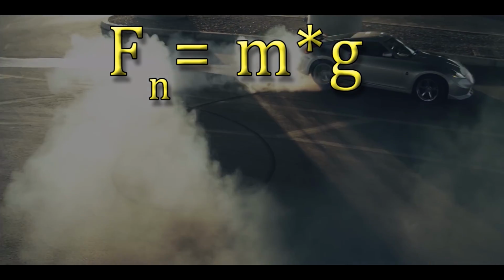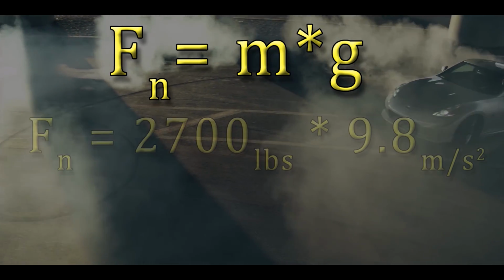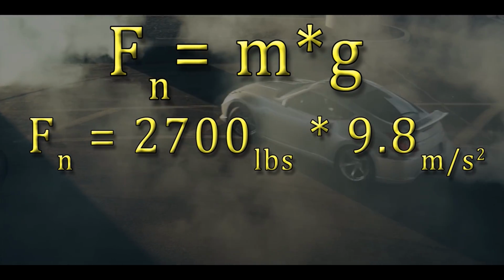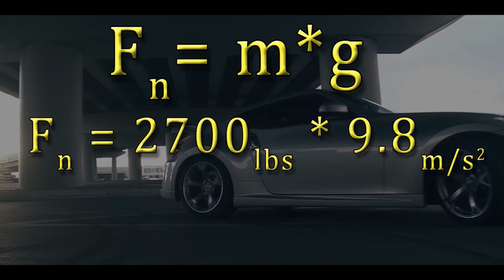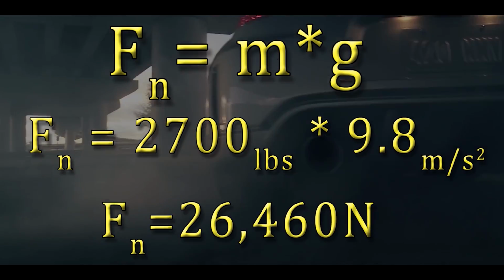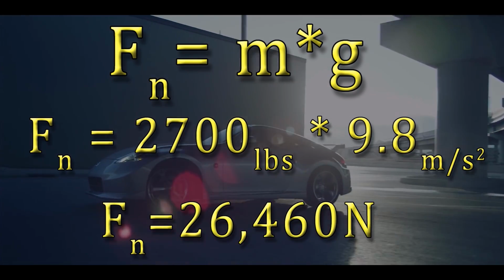We first found the normal force by multiplying the weight of the car and the constant of gravity, which is 2,700 pounds times 9.8 meters per second squared. This gives us 26,460 newtons.